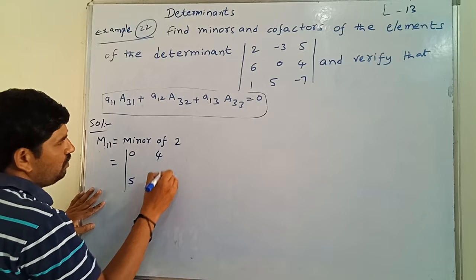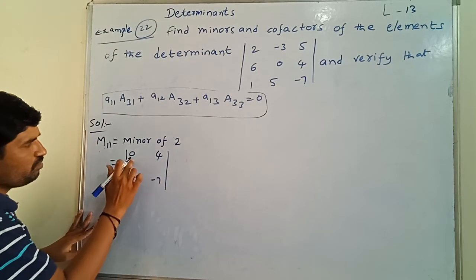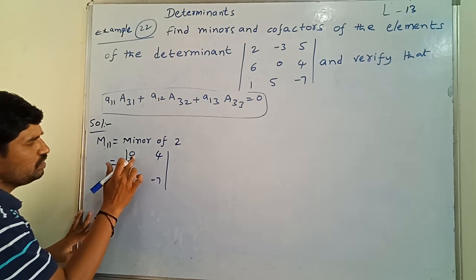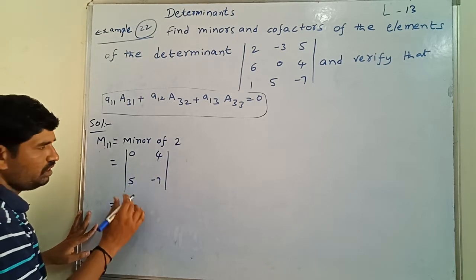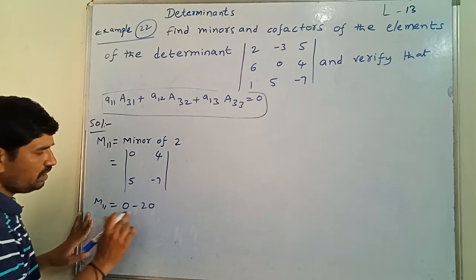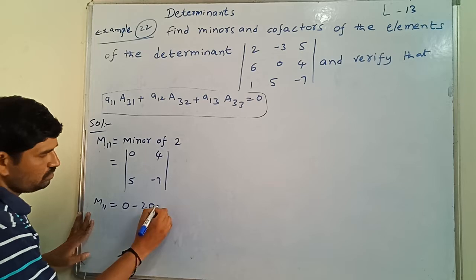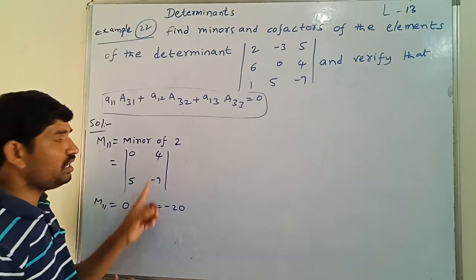045 minus 7. Completed now. Next, the determinant of this one will be what? By making the cross multiplication for this, 0 into, means 0 minus 5 into 4 is 20. So 20. Yes, the M11 value we got here is minus 20. That's all. Completed. Now we have to find the cofactor for this.